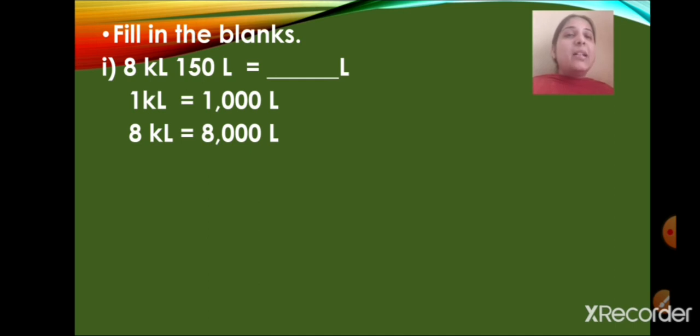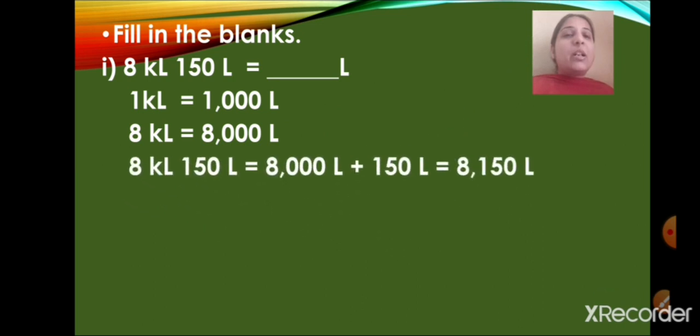Now we will add this 150 liter to this 8000 liter to get the whole quantity in liters. So therefore in 8 kiloliter 150 liters, in place of this 8 kiloliter we will write 8000 liters and add this 150 liter to it. So we will get 8150 liter. So 8 kiloliter 150 liter is equal to 8150 liters. Okay. Now let's move to the next question.